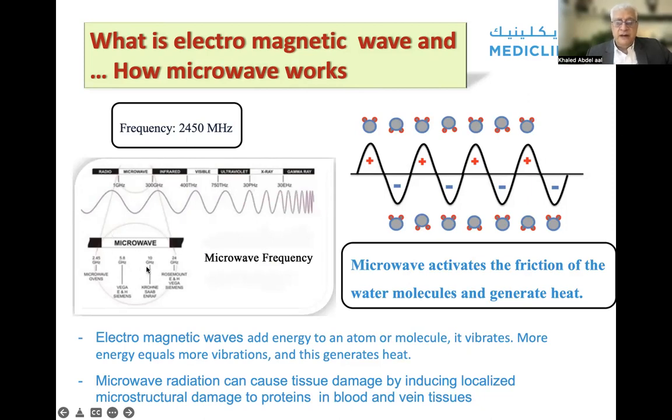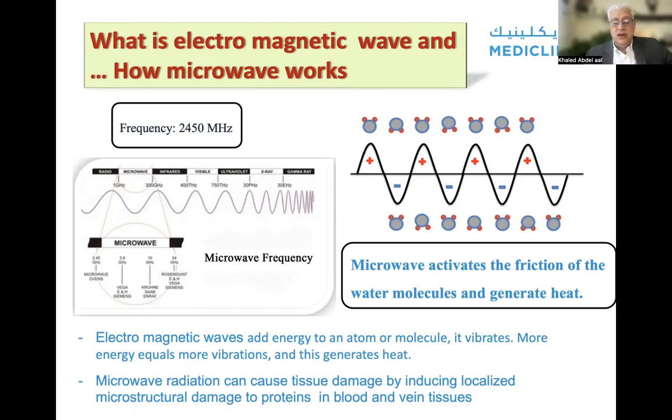This microwave effect makes a kind of friction due to rapid mobilization between the positive and negative charges of the water molecules. This friction and vibration generates heat. So these electromagnetic waves add energy to the atoms or molecules of the structure by vibration. More energy equals more vibration, and this generates more heat. So energy increases vibration, and vibration increases heat. This microwave radiation can cause tissue damage.